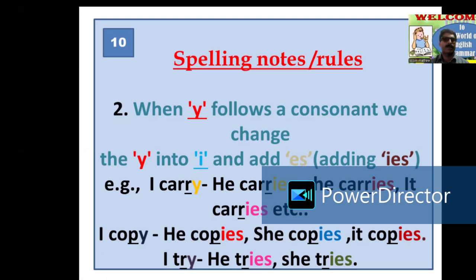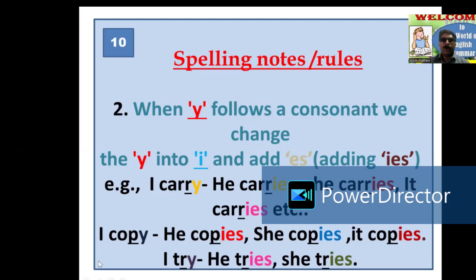Before the Y, there is a consonant, P, a consonant sound P. After that consonant, there is a Y. That Y changes to I. And I copy changes to he copies.